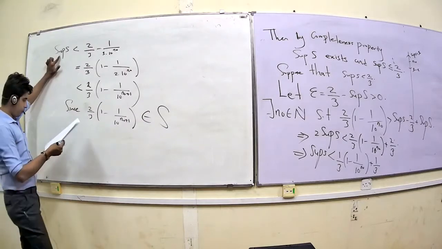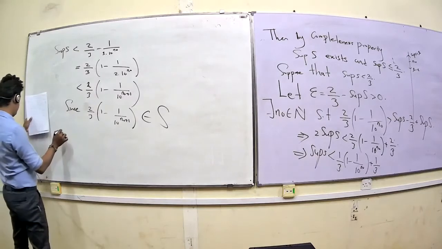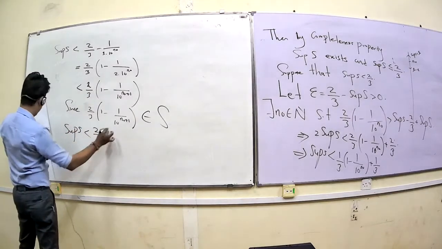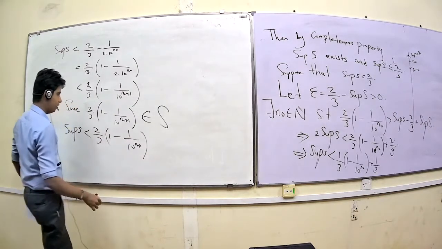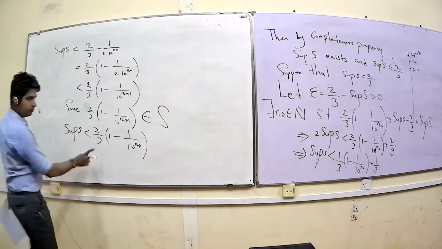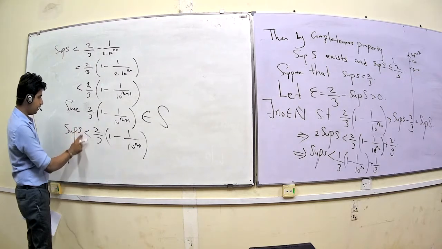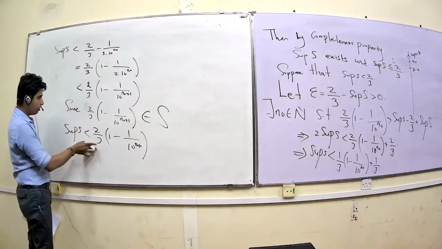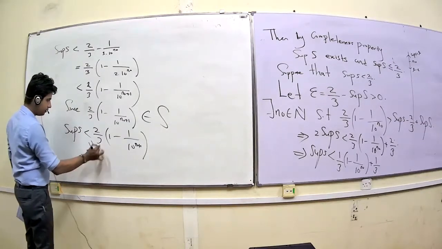Now you check here, supremum of S less than this one. Is it possible? Supremum of S less than 2 by 3, 1 minus 1 over 10 to the power n naught plus 1. Is it possible? No. Why? It is the least upper bound. There is no upper bound smaller than this one, supremum of S. Therefore, it is a contradiction.